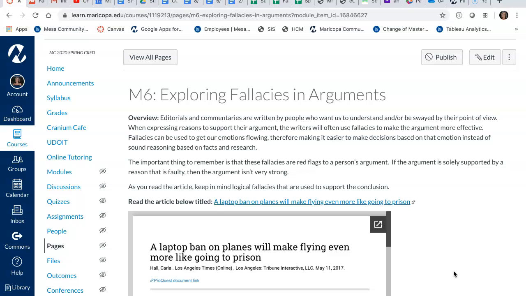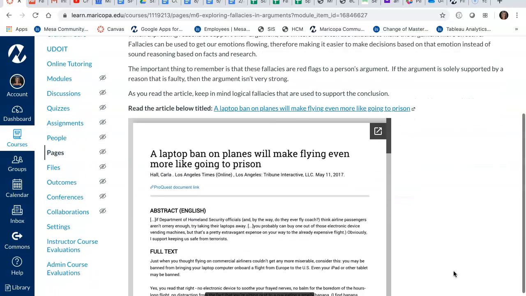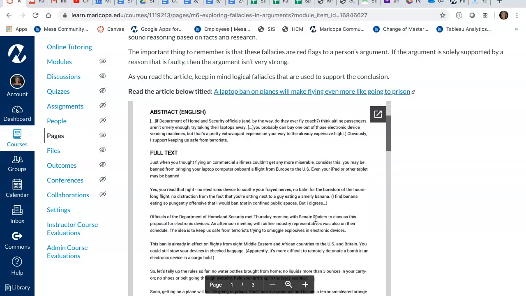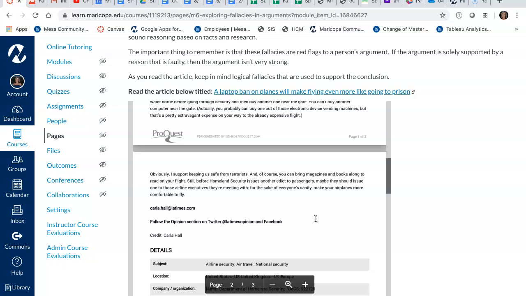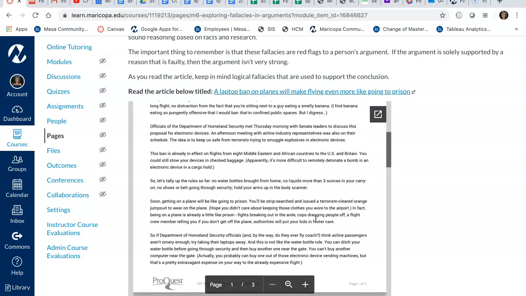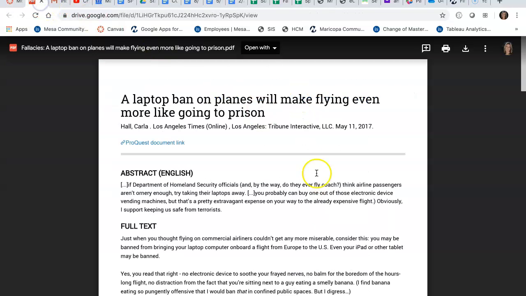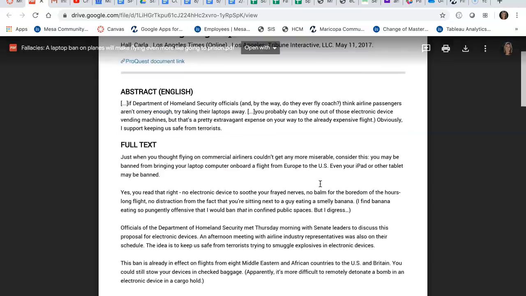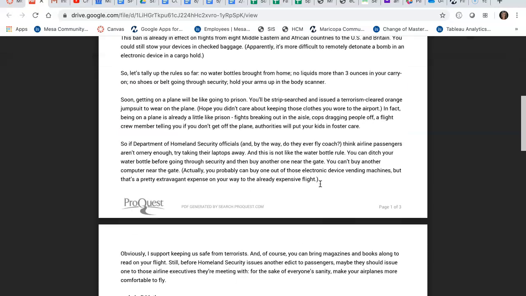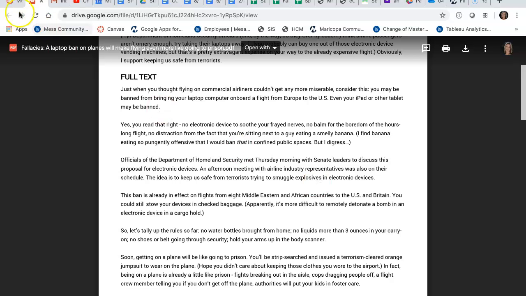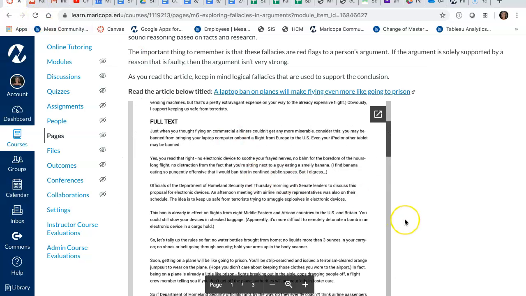Now you've got a couple options for reading this. You can scroll down and put your cursor inside of here and read the whole article right in here if you would like. You can see it's not very long, just a little over a page. If this is too difficult, you can always click on the link here and the article will come up in a PDF for you and you can read it this way. So this is what you are tasked to read, and everything that you read will help you for the assignment.